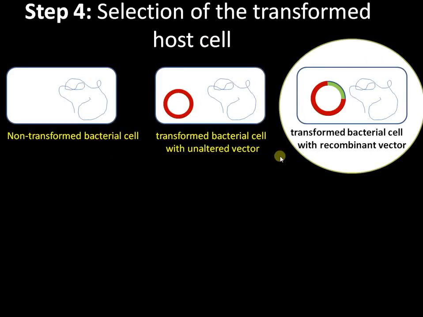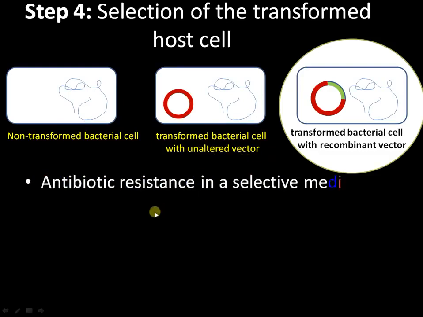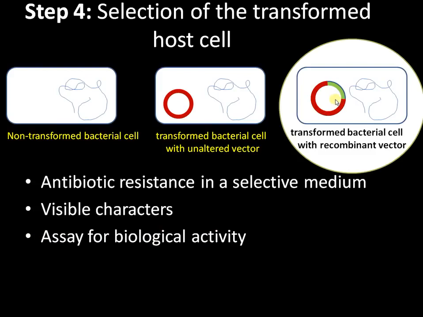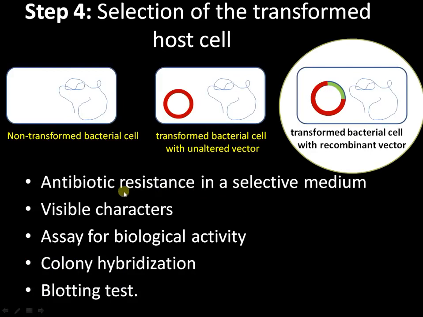So there are different ways by which we could select these, maybe by growing in antibiotic resistance in a selective medium, or this gene may be coding for some characters that are visible, or maybe if it is an enzyme, we will be adding some substrate, we will be getting some color in some colonies in which we will be having our gene of interest, maybe by hybridization, blotting test, etc. For antibiotic resistance selection in recombinant selective medium, you can refer to our video on gene cloning vectors.